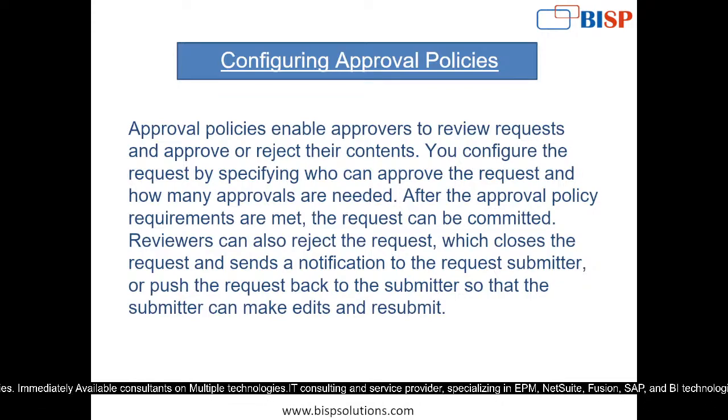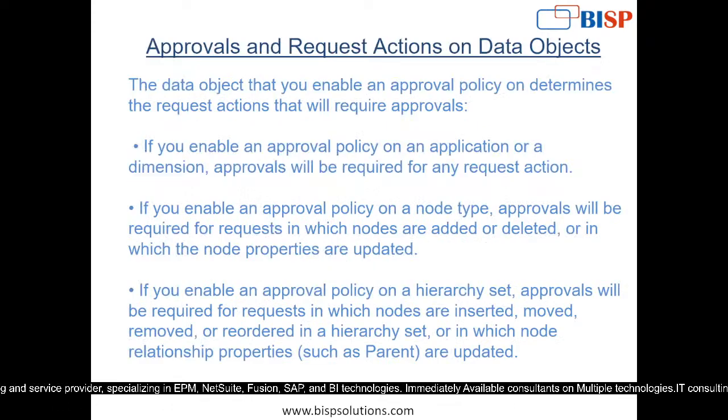So suppose we have one user who has made some changes, and it will go for approval. So whatever approval policies have been defined, the particular approver will get to see the changes. And if he rejects it, he can push back the particular request. Then the submitter can again make the edits and resubmit it.